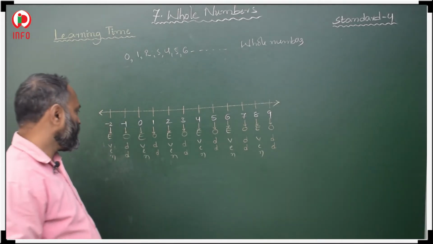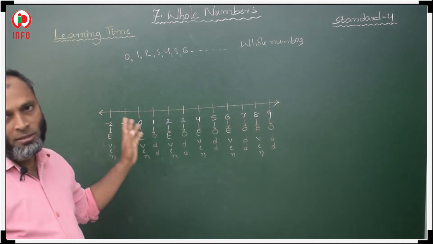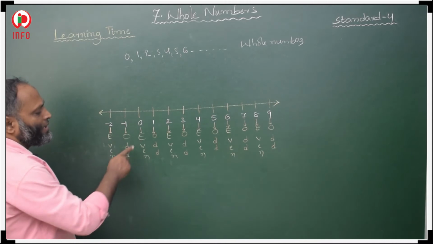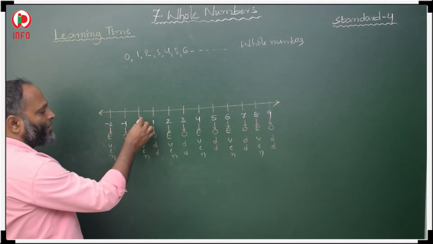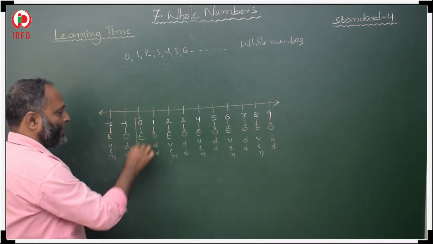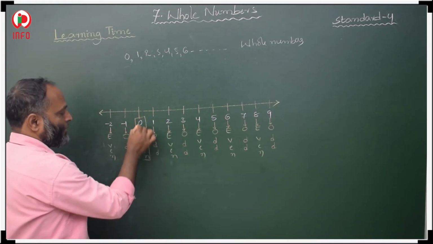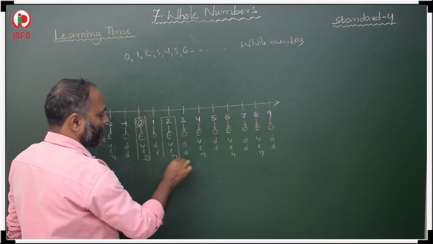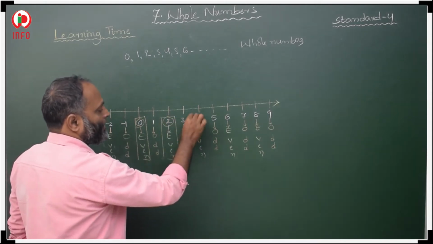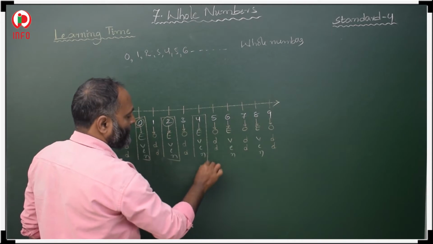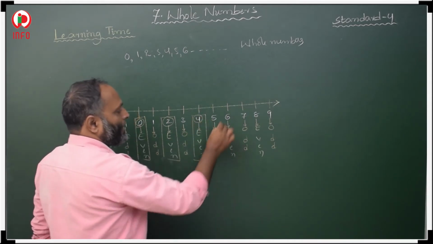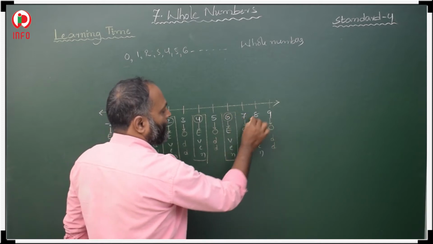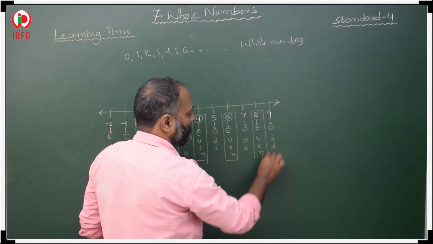See, I am showing an example here. Starting from 0, 0 is an even number. After that, 2 is an even number. Then 4 is an even number, then 6 is an even number, and after that 8 is an even number.